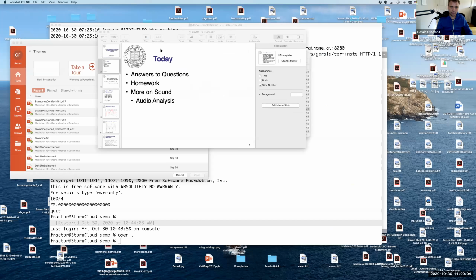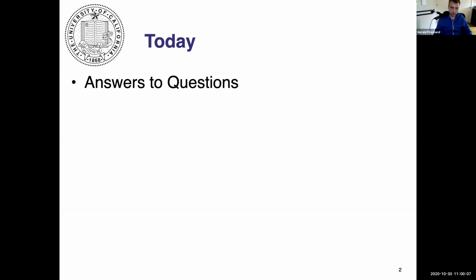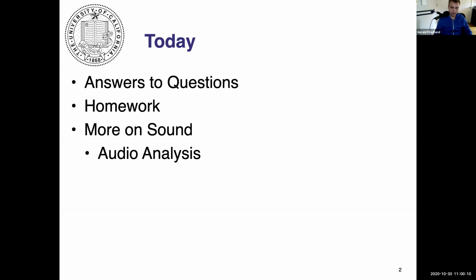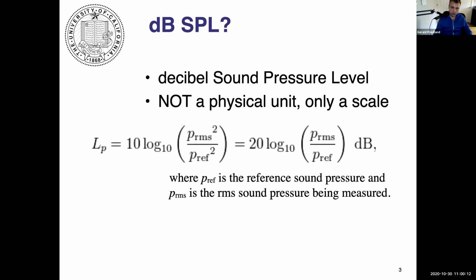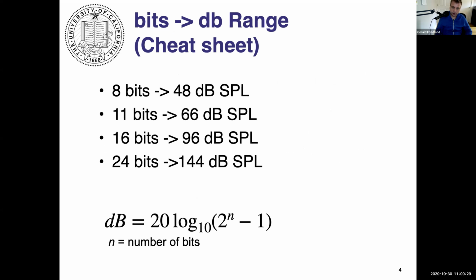Okay, so then let's just go and finish the audio discussion. Okay, so more on sound. First of all, there was a good question last lecture that I wasn't able to answer. Shame on me. So remember we talked about decibel sound pressure level. And I said it's not a physical unit, only a scale, just like the bit. And it's basically totally convertible into bits, okay? So 8 bits is 48 dB, 11 bits is 66 dB, 16 bits is 96 dB, and so on. And then somebody asked, okay, but what's the conversion? And I didn't have an answer.